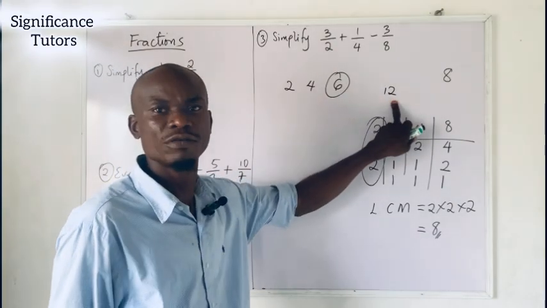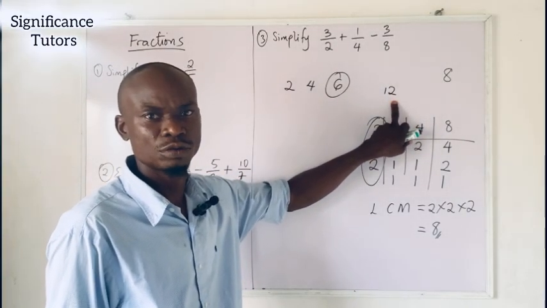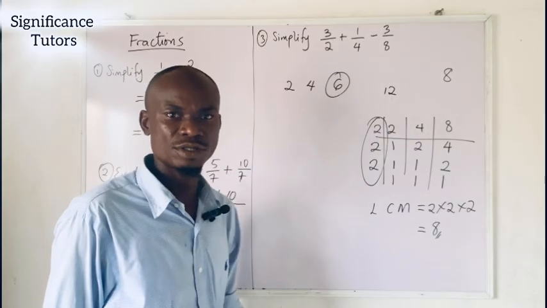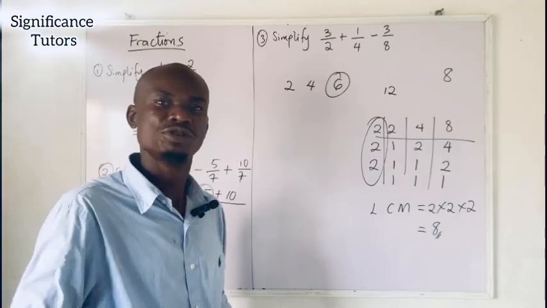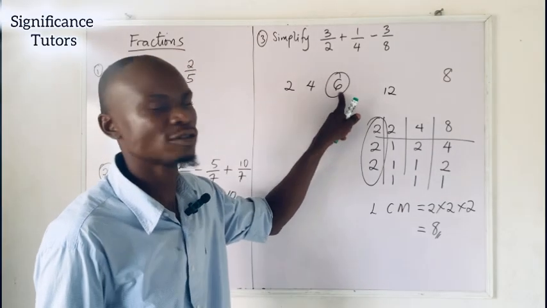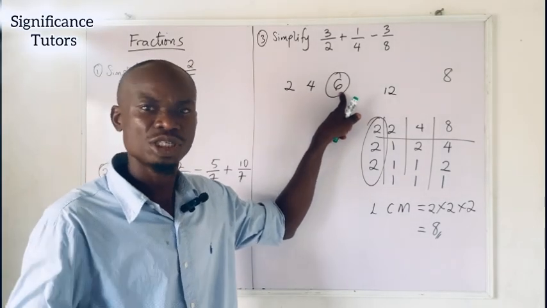Can 6 divide 12? Yes, it will give us 2. So this is our LCM. What if they could not divide it? What do I do next? I will triple it. Triple the highest number. That will give me 18. And I will check again.